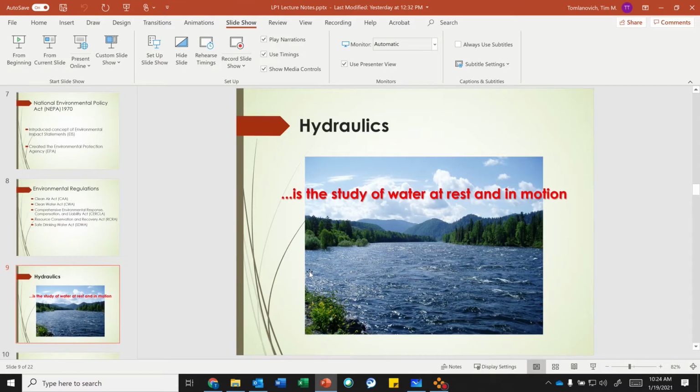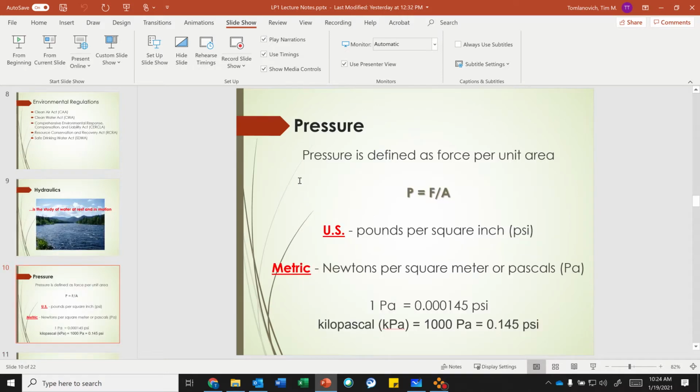All right, so that was a little background on environmental. So let's talk about hydraulics. Hydraulics is the study of water at rest and in motion. Okay, hydraulics. Now let's move into pressure.